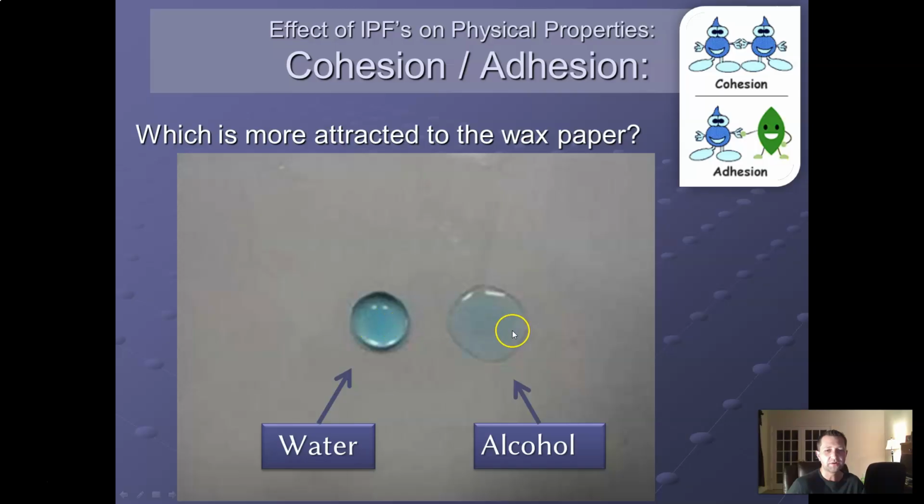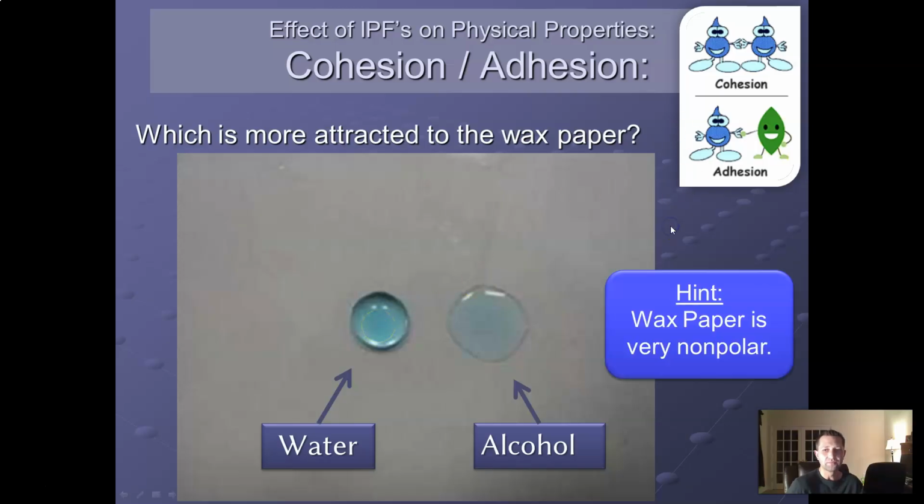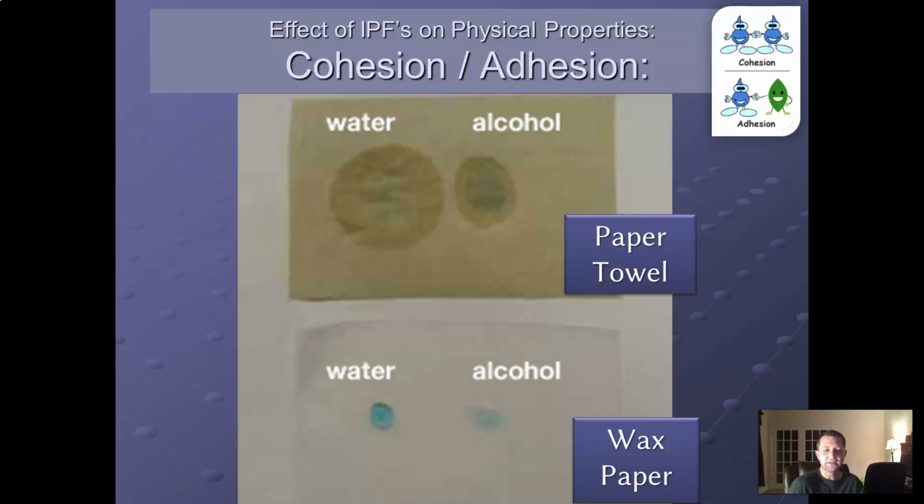So, which of these, water or alcohol, is attracted to the wax paper? You can see the rubbing alcohol is, and the water is less attracted to it. So we talked about that a little bit, knowing that the wax paper is nonpolar. And you can see the difference on a paper towel, where the paper towel is polar, okay? Well, that's on the next slide, I'll show you that. And here's your wax paper. So the water beads better on the wax paper, and the rubbing alcohol is less attracted to the paper towel because it is polar and the alcohol is less polar.